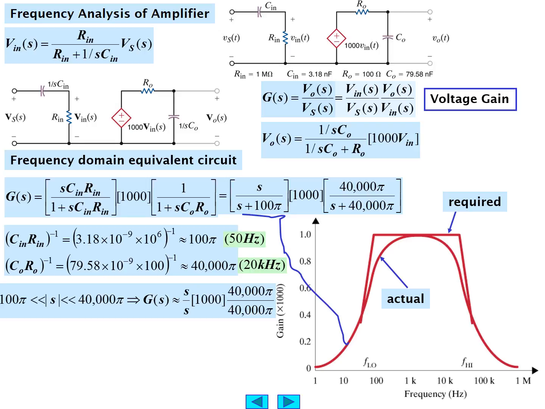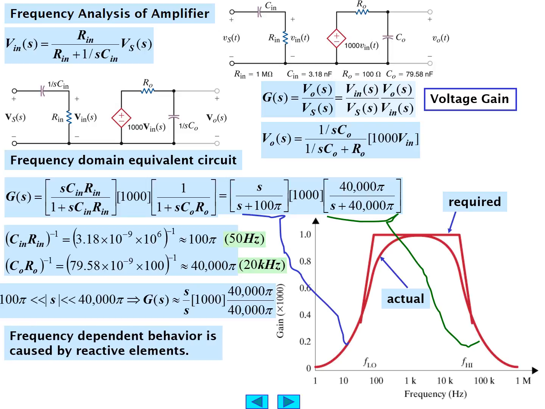The term that generates the component at low frequencies is S over S plus 100 pi, and the term that generates the high frequency roll-off, or decrease in amplitude, is the 40,000 pi divided by S plus 40,000 pi. Frequency-dependent behavior is caused by the reactive elements because they have the frequency-dependent component.